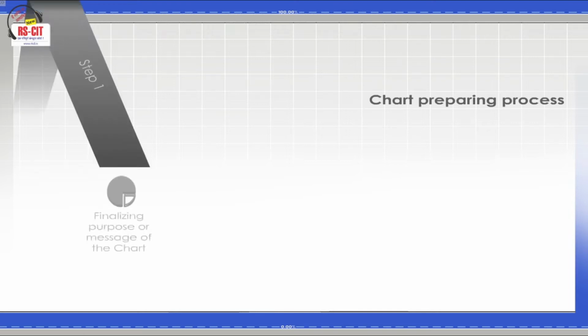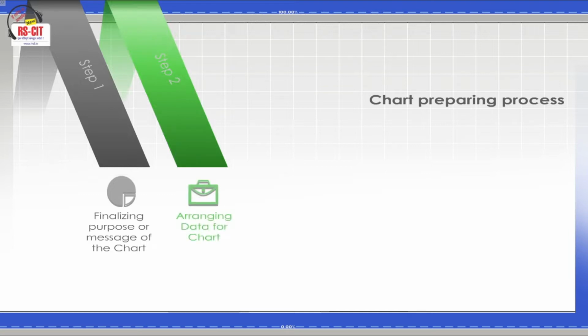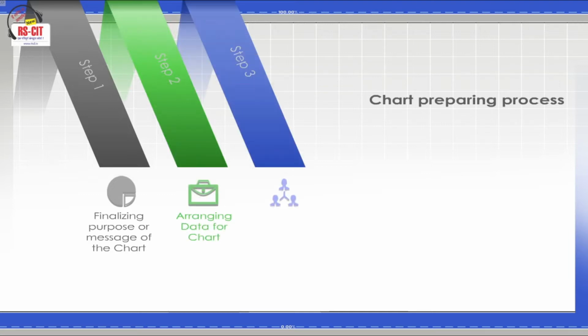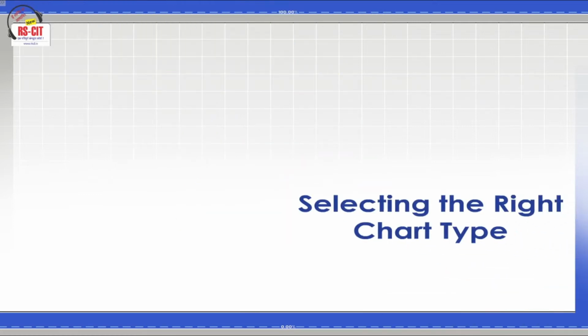Chart preparing process. The chart preparing process has four basic steps: finalizing the purpose or message of the chart, arranging data for the chart, preparing the chart, formatting the chart, and selecting the right chart type.